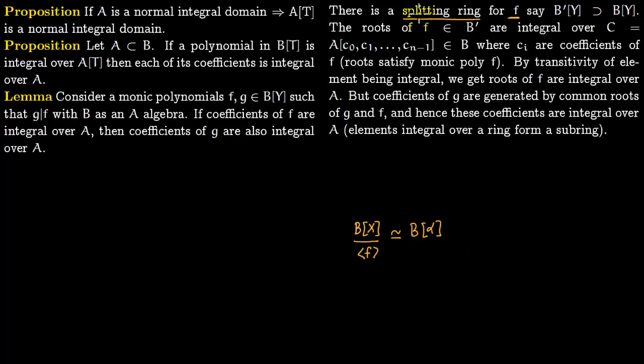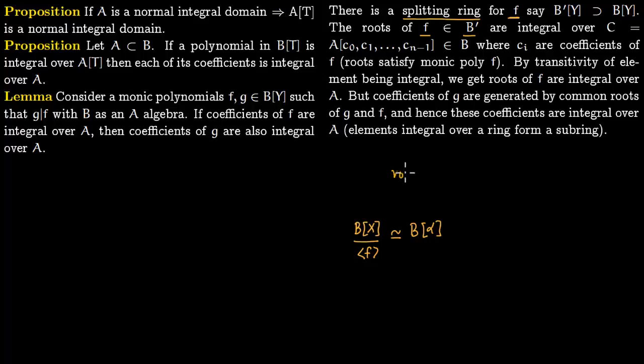So essentially this was in Galois theory, how to construct a splitting ring for any polynomial f. Heuristically, you just attach all the roots to the base ring, and that will give you the splitting field for f. So say this B'(Y) is the splitting field. The roots of f lie in B', and they are integral over this ring C.